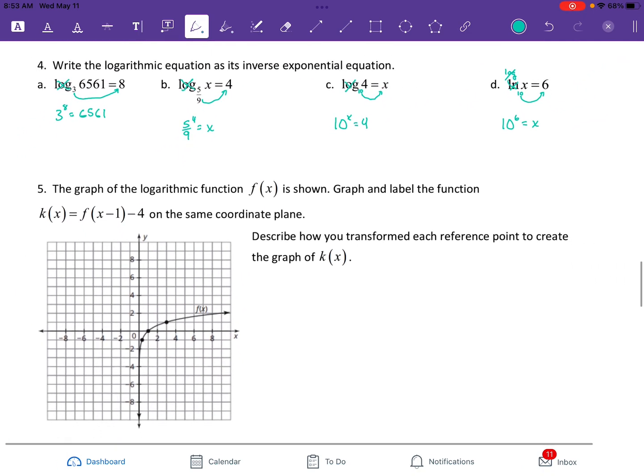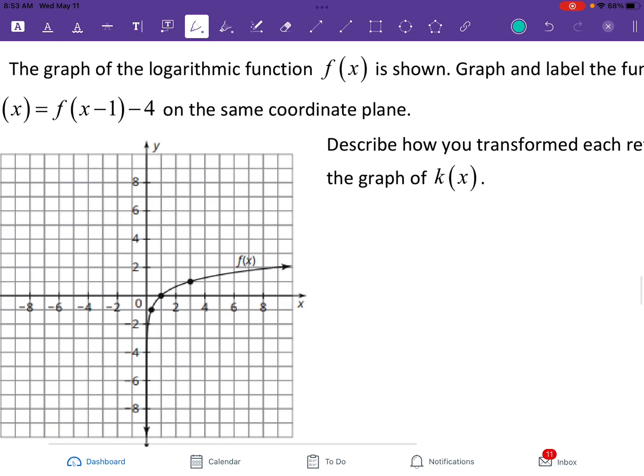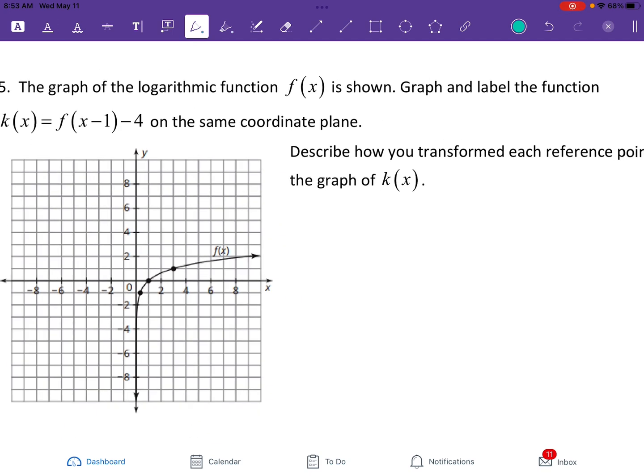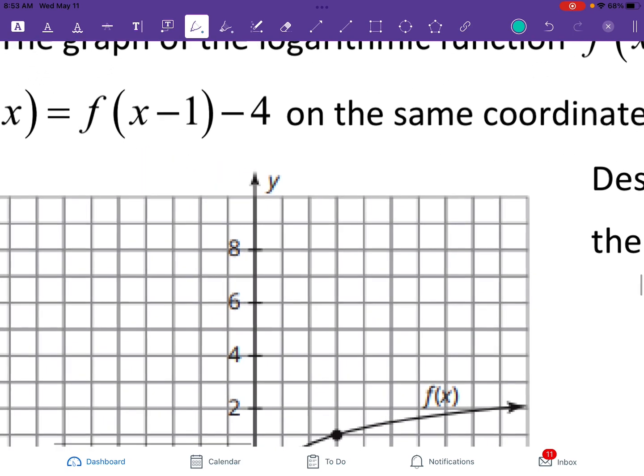Next. So the graph of a logarithmic equation f of x is shown. So there we go. That's the graph that we have. And we're translating it to a new position. So we've got to figure out what this new position means. So the -1 is on the inside, which means it's a horizontal shift because it's being subtracted and it's going to the right by 1. And the -4 on the outside is a vertical shift. We're going to follow the sign. It's going to go down by 4.